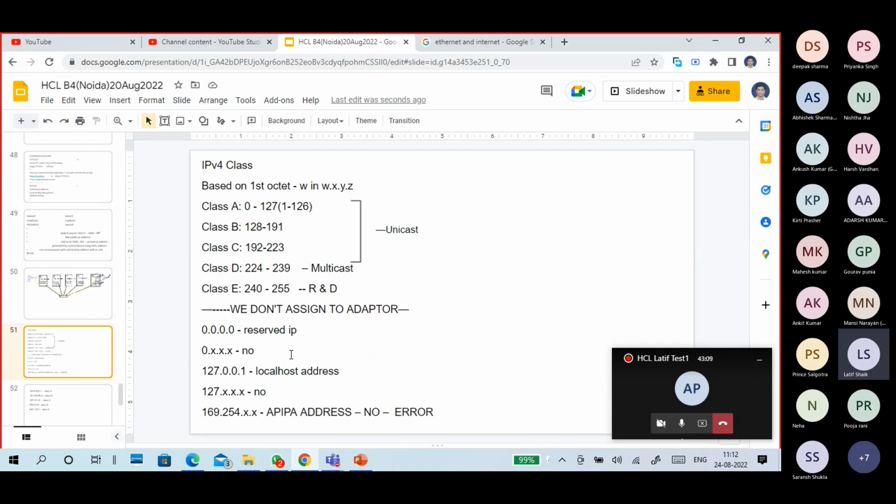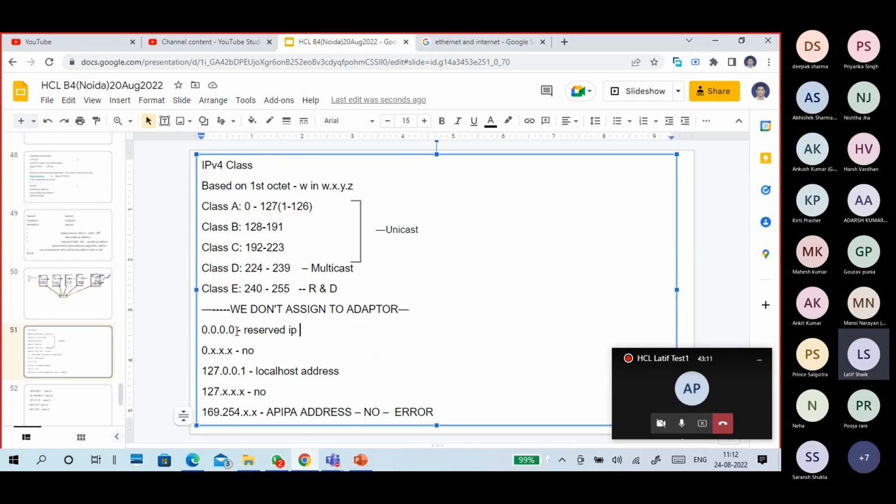Somewhere I may have written that. Yeah, here it is. 0.0.0.0 is a reserved IP address, and 127 is also a reserved IP address for localhost, the localhost or loopback address.